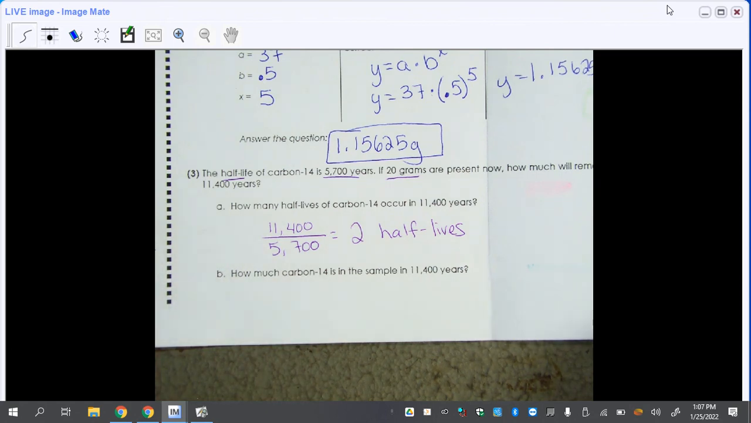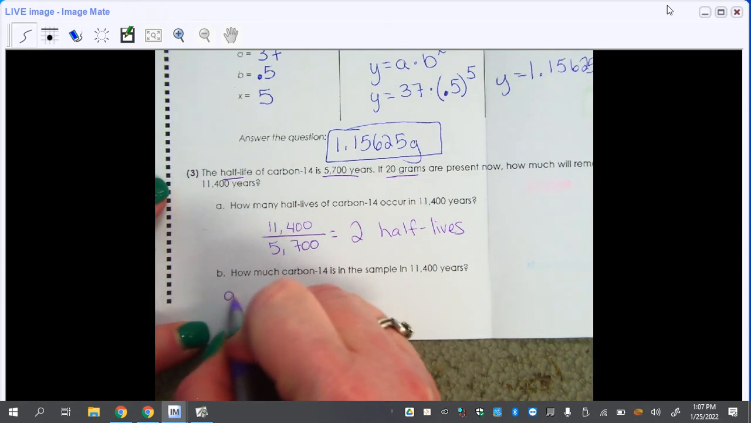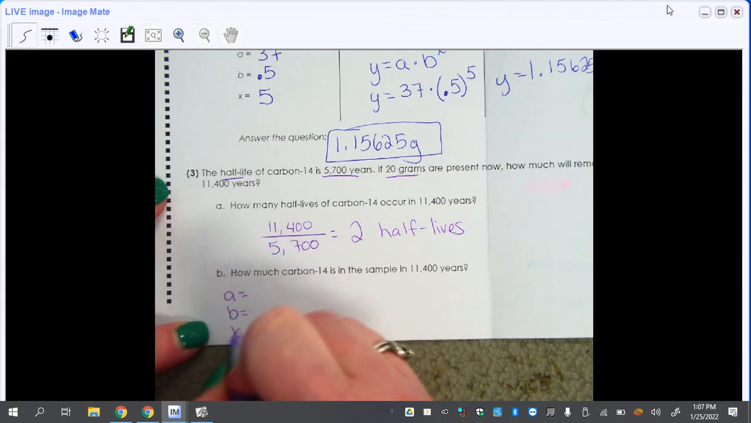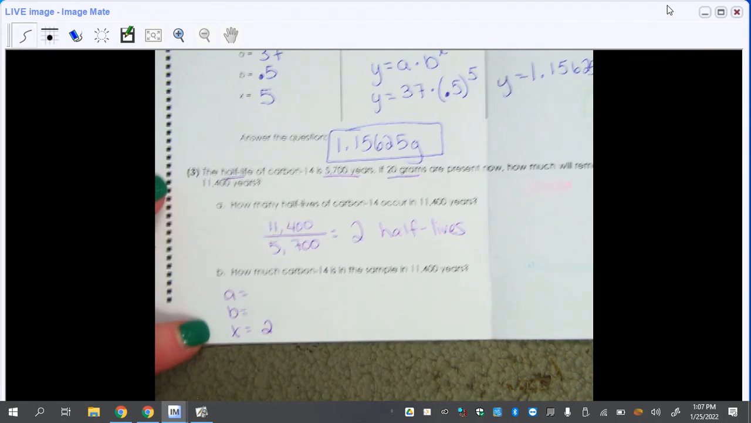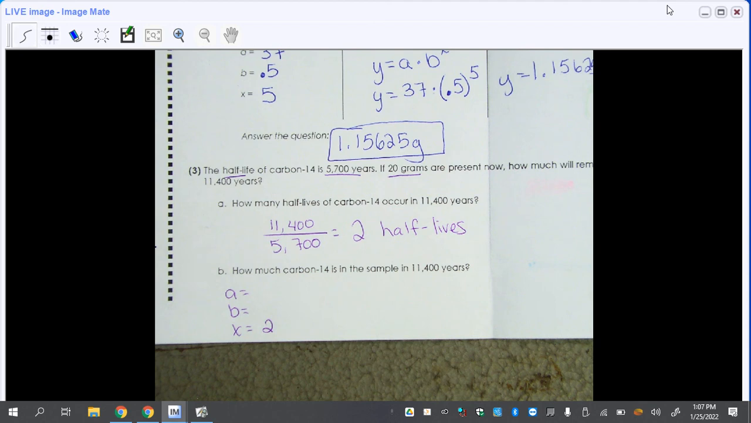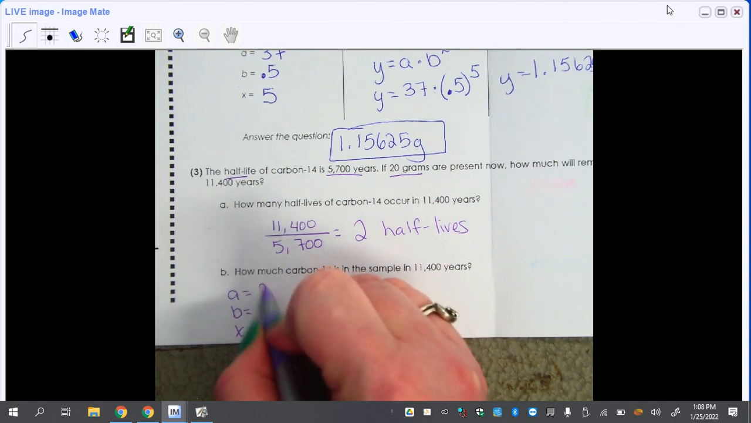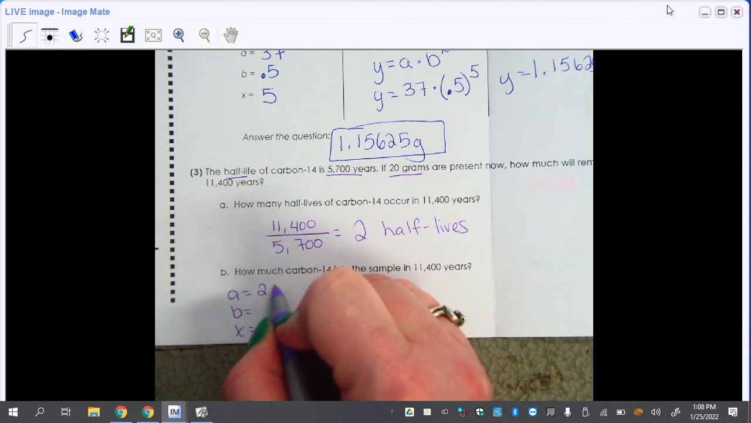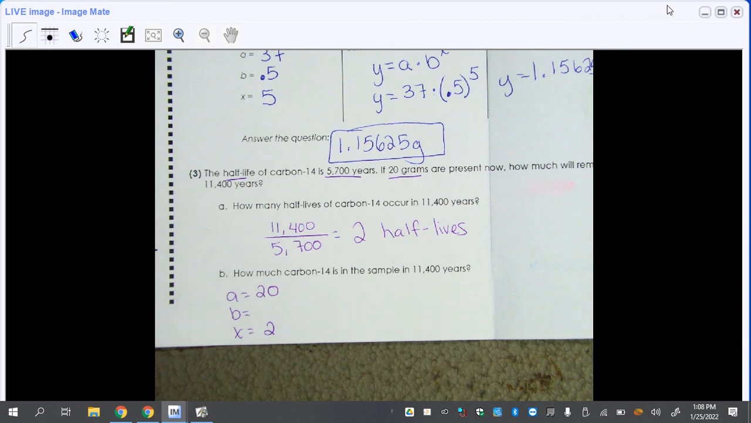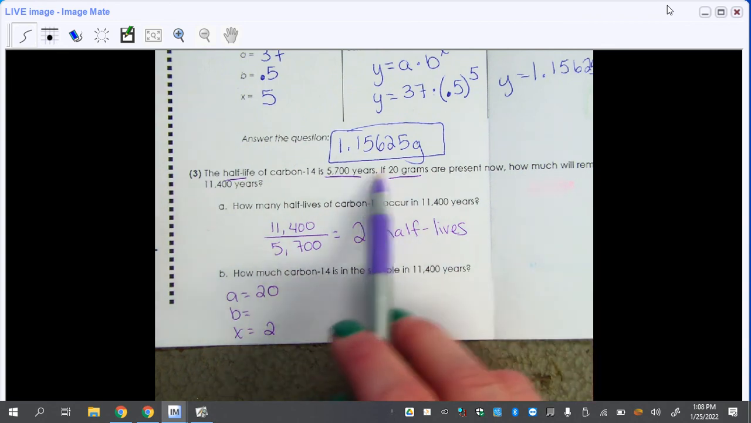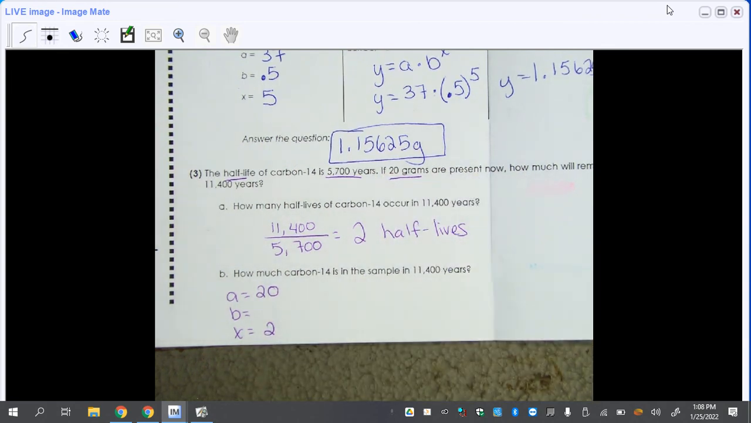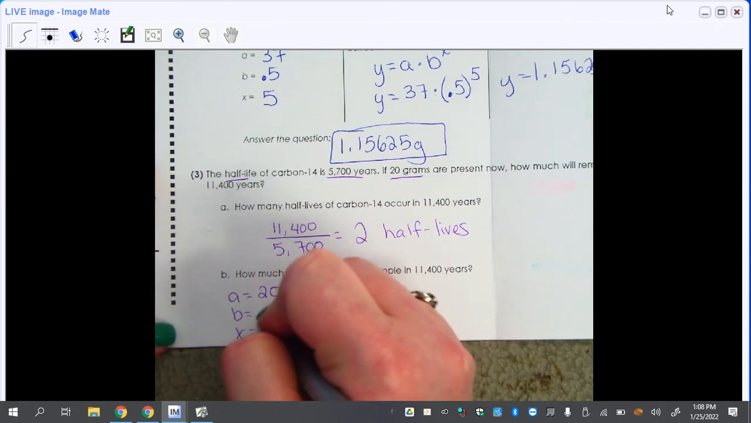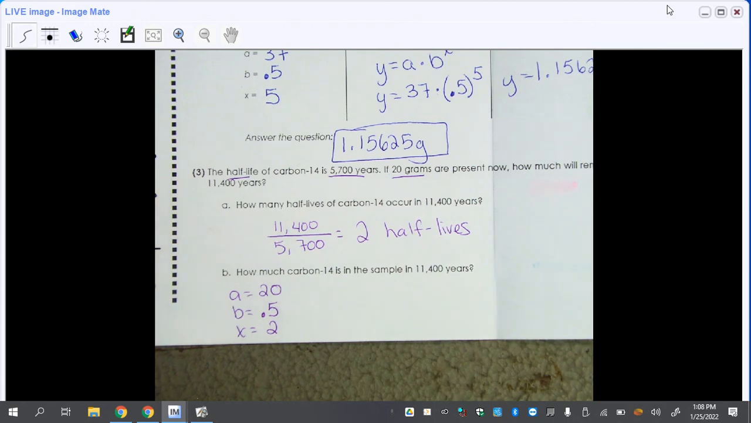So now we're going to actually figure out how much of this substance is left. I'm going to make myself my little list over here. I just figured out my x to be 2. There's 2 half-lives happening, so my x is 2. It happens twice. How much did we start with? We started with 20 grams. There's 20 grams present now. And then it's half-life, so our b value is a half. Half-life is always 0.5.